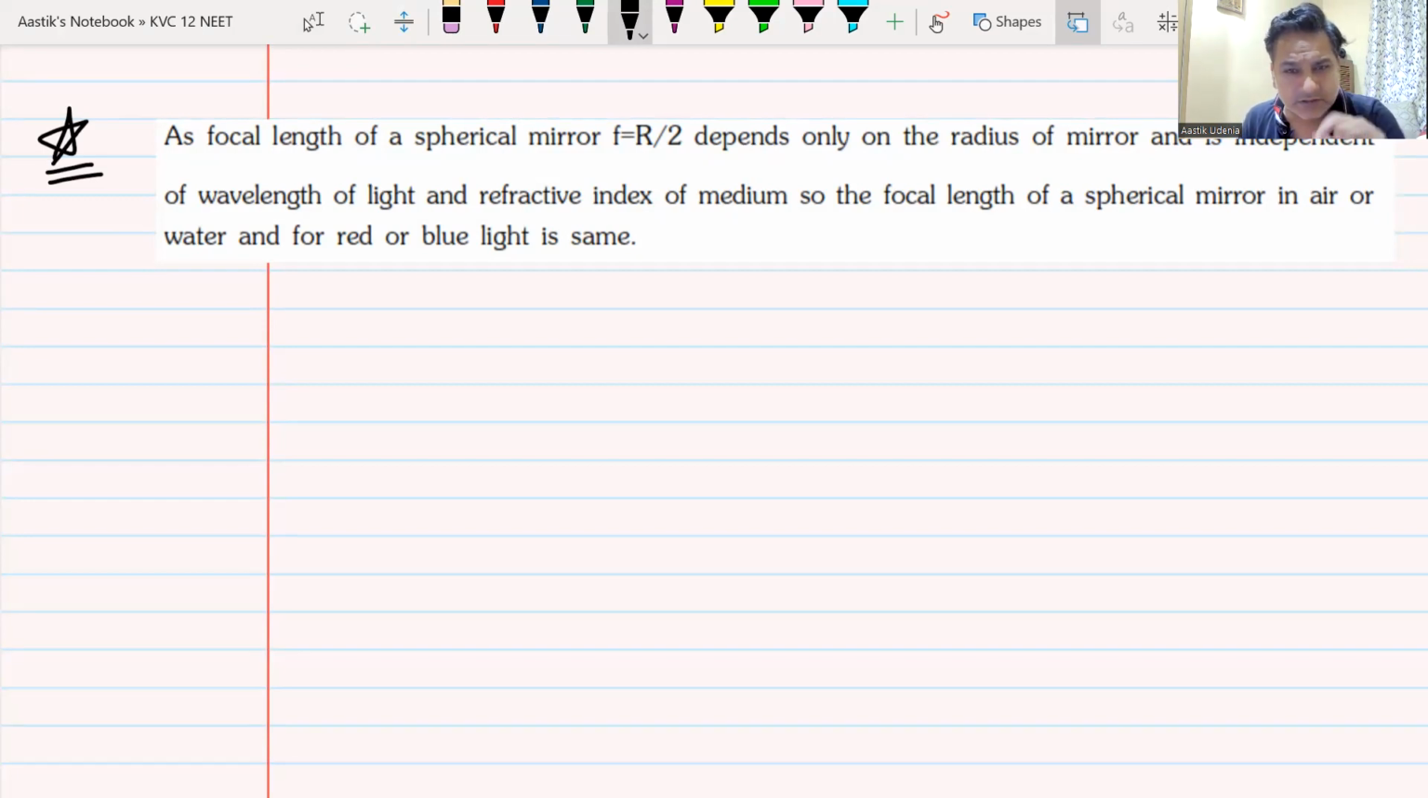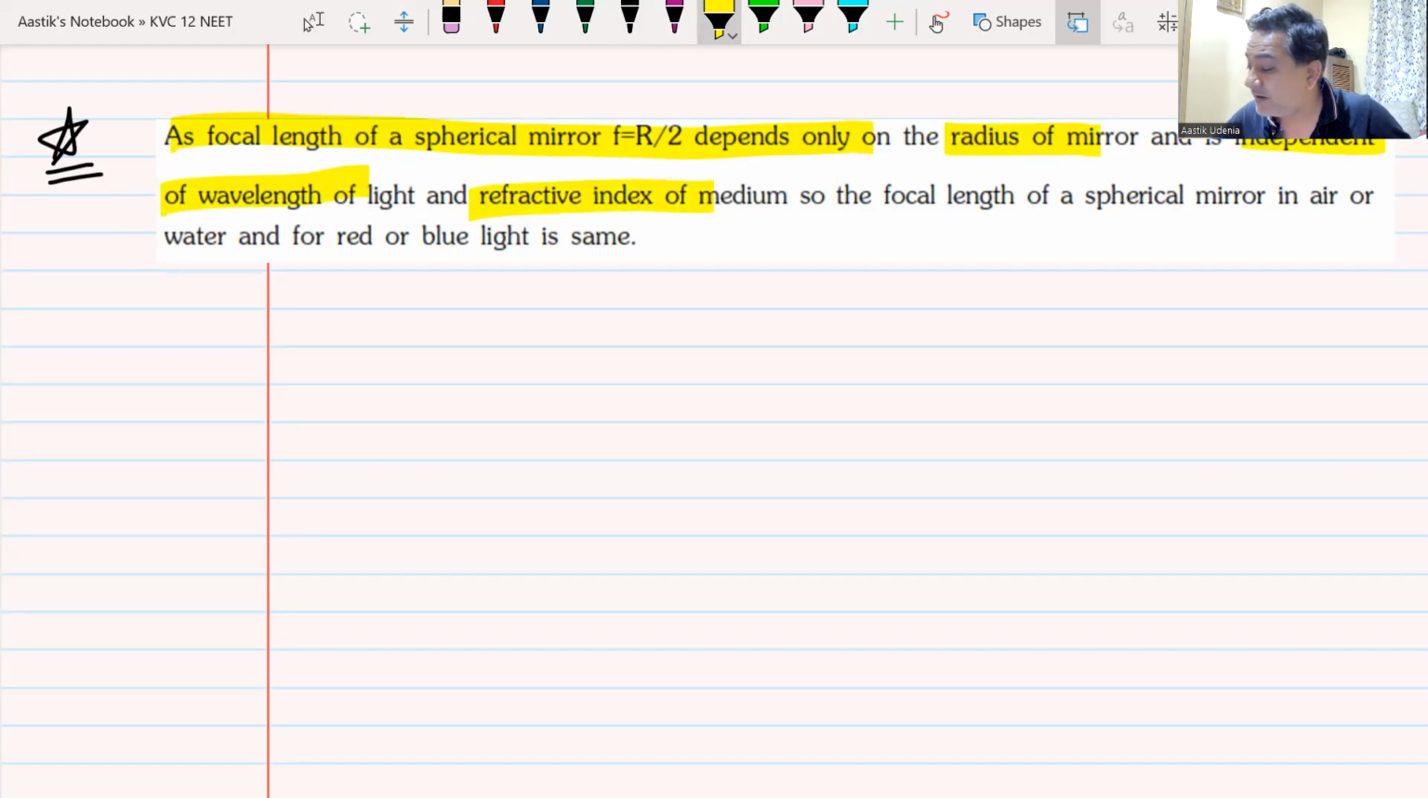So, the focal length of a mirror always remains the same whatever you do. You put it inside water, focal length remains the same. You put it in air, focal length remains the same. You put it in alcohol, the focal length remains the same. You put it in a soft drink, the focal length of the mirror, my dear friends, does not depend on the medium surrounding it. Focal length of the mirror is R by 2. It only depends on the radius and is independent of wavelength of light and refractive index. It does not depend on which light is falling on it, or where this mirror is put. It is inside water, outside water, doesn't matter. This is a very important point that you must remember.